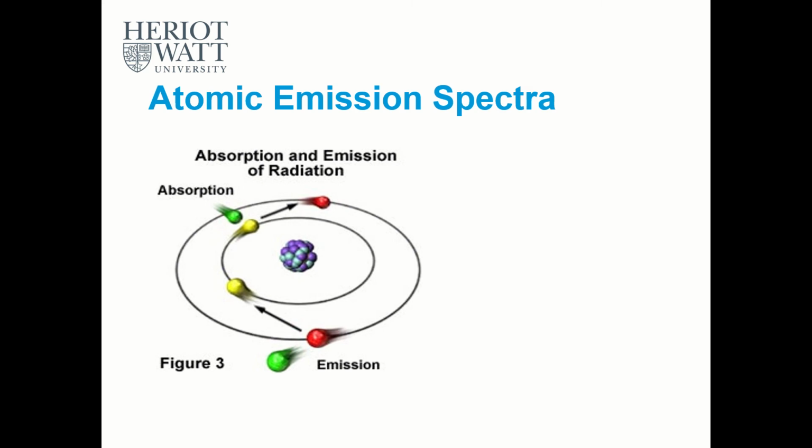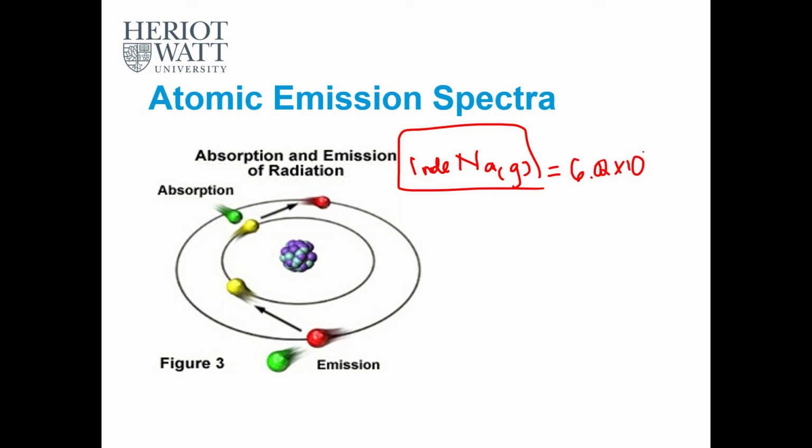Next, let's move on to atomic emission spectra. What is atomic emission spectra? Now, when we have gaseous atoms, let's say for example, 1 mole of sodium gaseous atoms. 1 mole of sodium gaseous atoms is equivalent to 6.02 times 10 to the power of 23 sodium atoms in a gaseous form. Makes sense because 1 mole. So you have 6.02 times 10 to the power of 23 sodium atoms in a gaseous state that randomly move around.